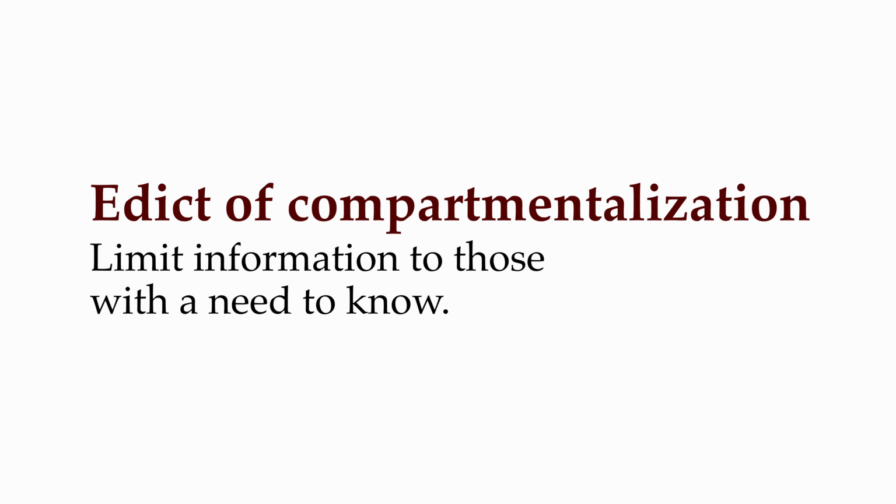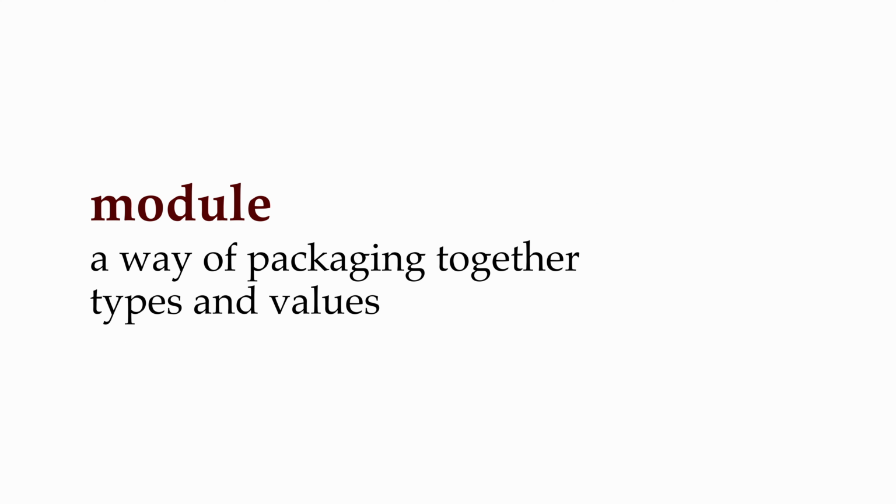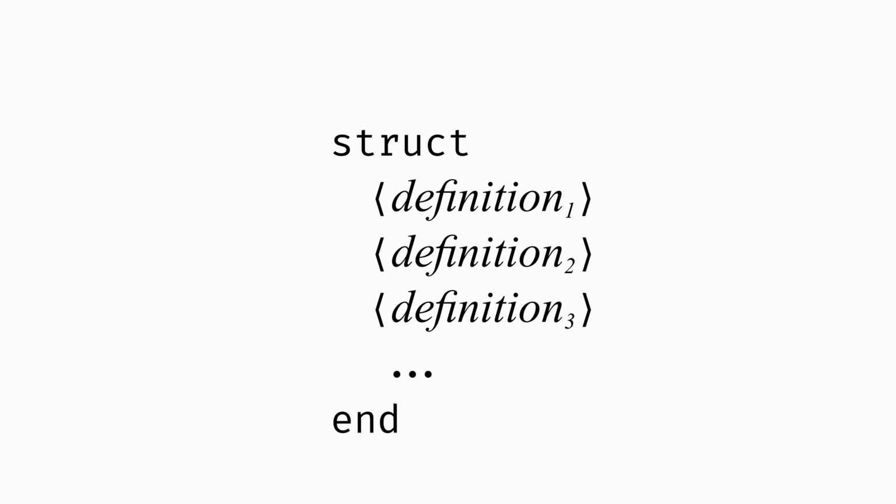So let's try to build an abstract data type in OCaml by providing both an implementation and an interface. We'll start with the implementation. We implement abstract data types in OCaml via modules. Modules are a way of packaging together types and values. To define a module, we start with the keyword struct and end with the keyword end. In between go all of the definitions of the types and values that make up the module. We can even give the module a name with the module keyword followed by a name for the module we're defining. So with this knowledge, let's build a module for representing a type for queues of integers.